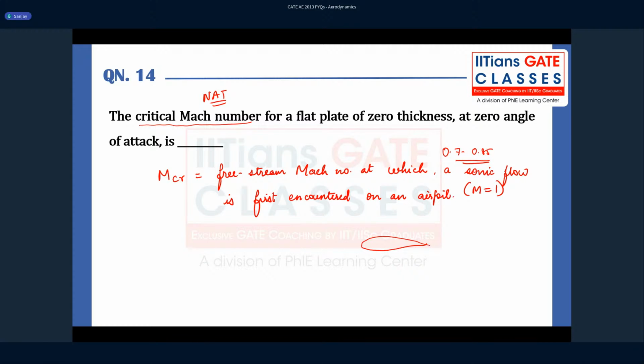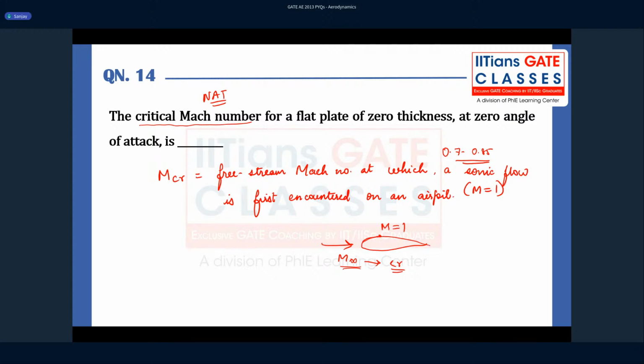When the Mach number increases, you will find that for a given value of free stream Mach number, M infinity, at some point on the aerofoil the Mach number is going to be equal to 1. That particular free stream Mach number at which you first obtain M equal to 1, a sonic flow at any point on the airfoil, is known as the critical Mach number.